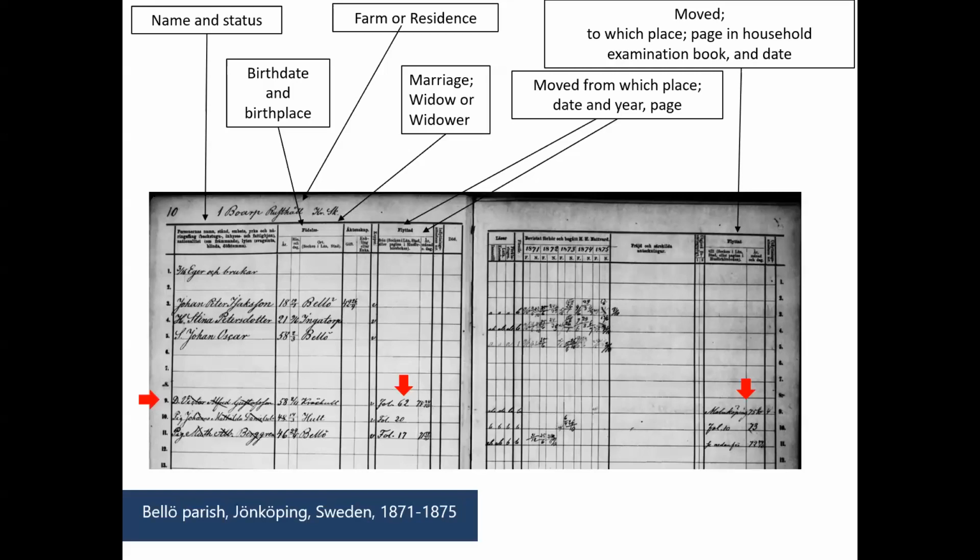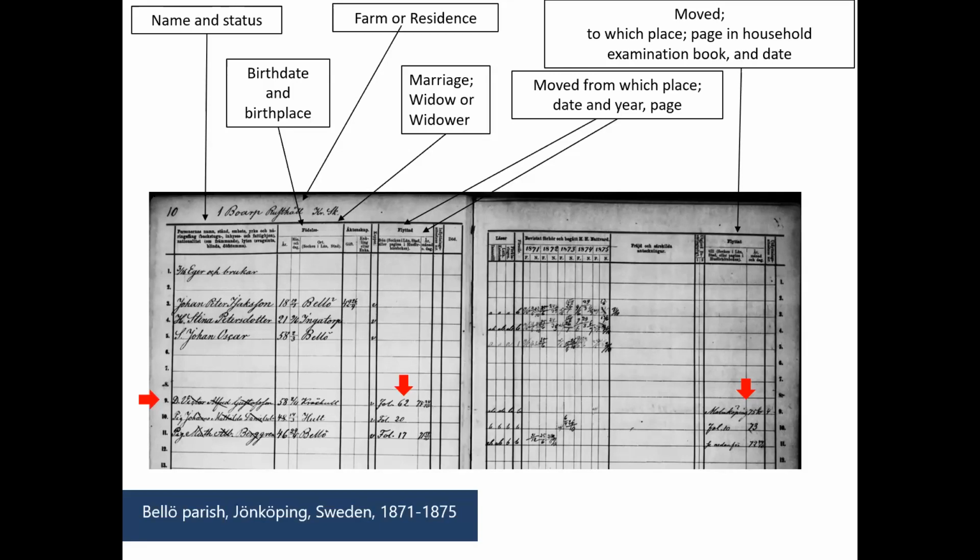And if we look from column to column, we can see that this second arrow here in the move from parish, it's FOL, so folio, page 62 and a date. And if we look there, it's 24 October 1874. So this means that Victor has moved to this farm from another part of the parish on that date. And the parish priest has recorded that.